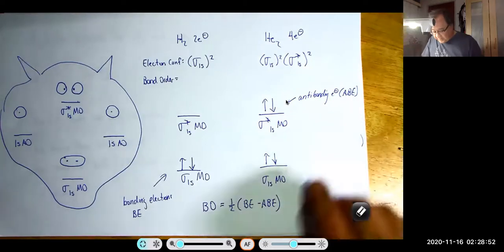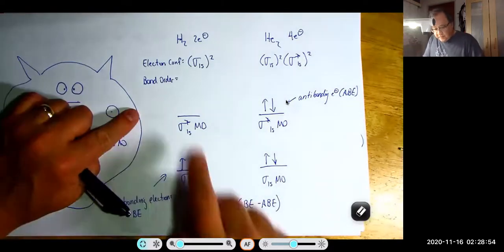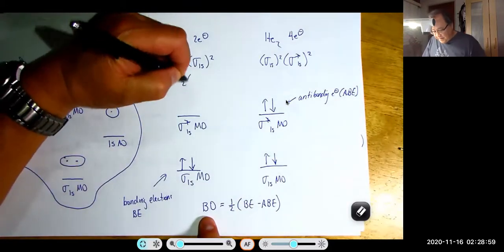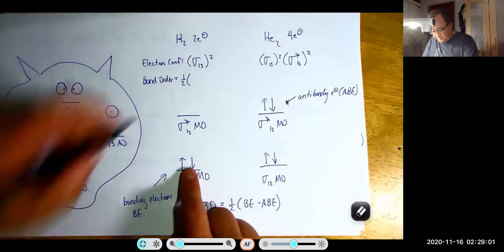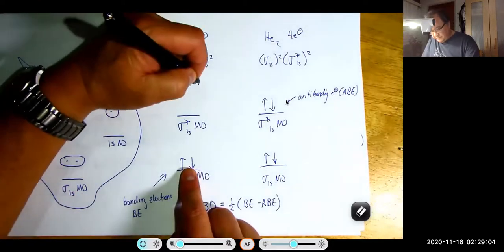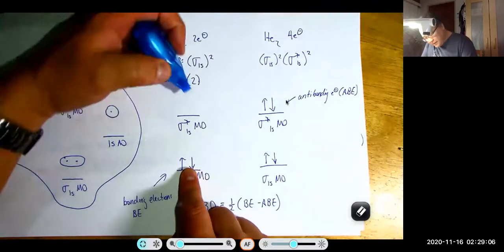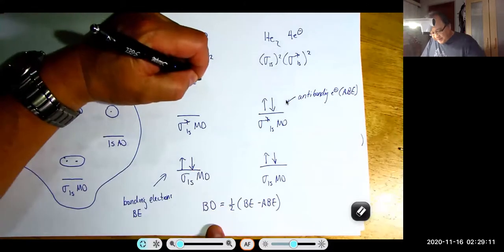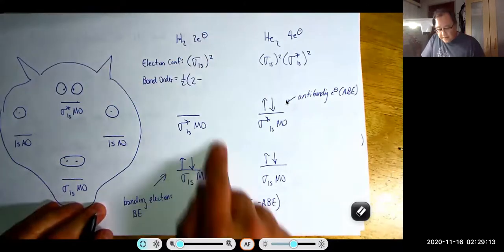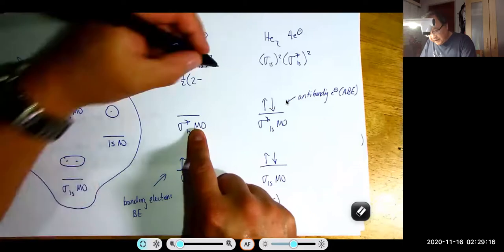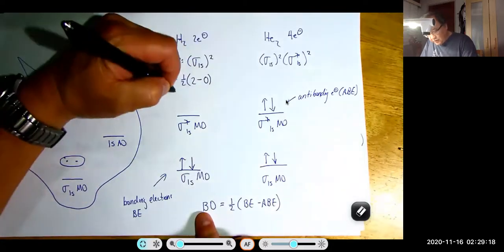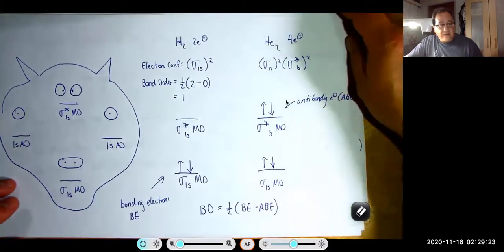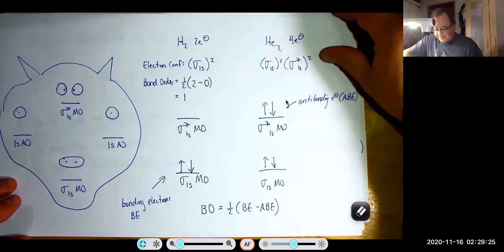All right, so let's look at the bond order for hydrogen. 1/2, how many bonding electrons are there? 2. And then minus the anti-bonding electrons. How many anti-bonding electrons do we have here? 0. So the bond order here is 1. This says that the hydrogen molecule has a single bond between the two atoms.